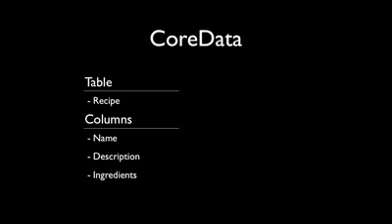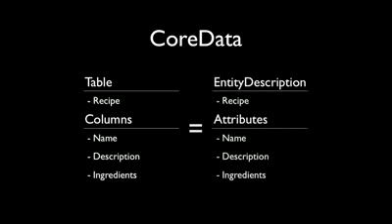So a table in Core Data would be equivalent to an entity, or rather an entity description, with the name Recipe and three attributes: name, description, and ingredients.